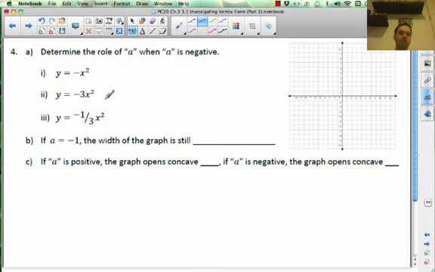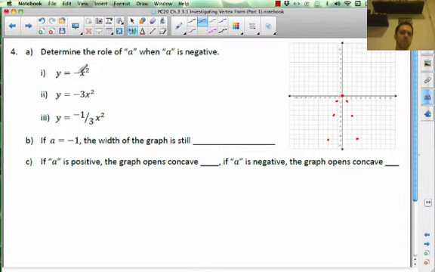So determine the role of a when a is negative. So here a is negative, you can plug it into Desmos. You're going to see right away that instead of opening up like our last ones did, these ones are going to go down. And we'll have (3, negative 9).